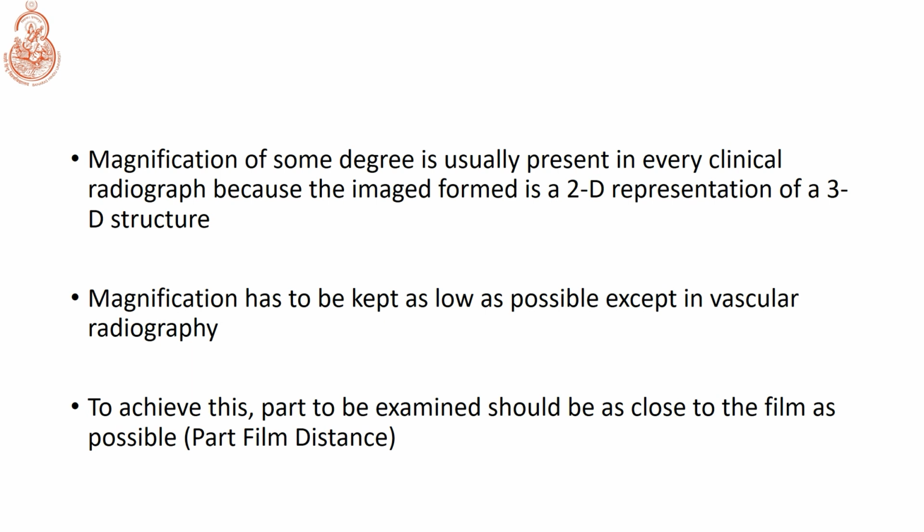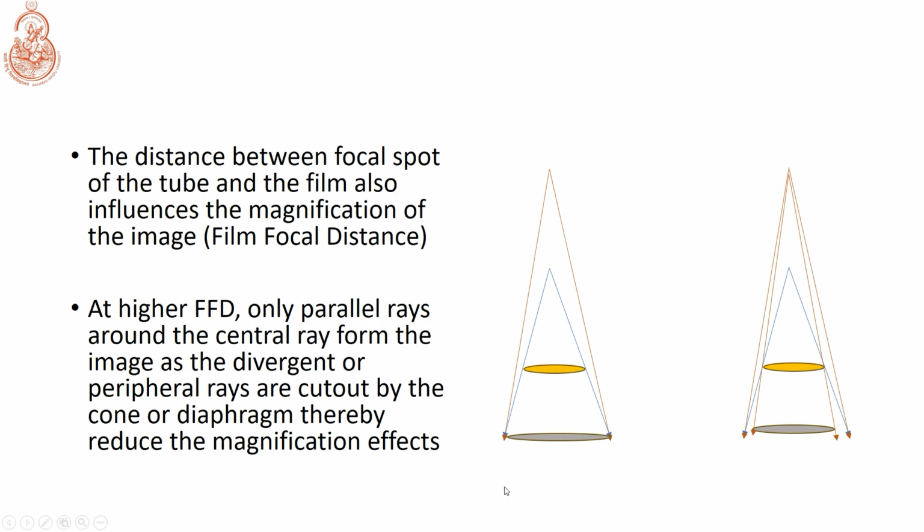Just like I said before, if we have to take a radiograph of the abdominal cavity, especially for the stomach, we cannot have the stomach directly placed over the cassette. The PFD will never be 0, but we can place the patient over the cassette without any space in between, making the distance between the patient and the cassette and the film 0 centimeters.